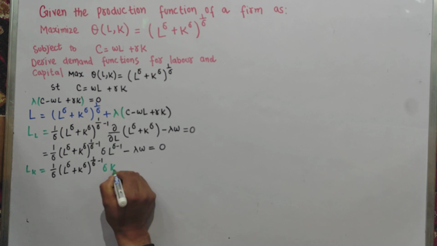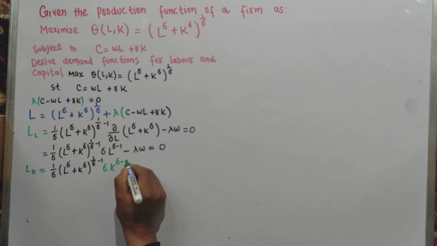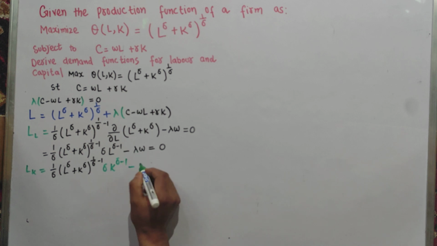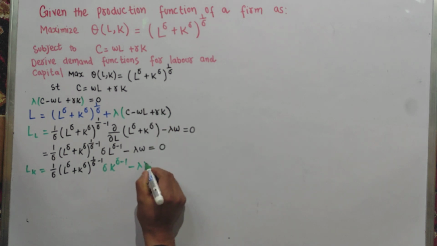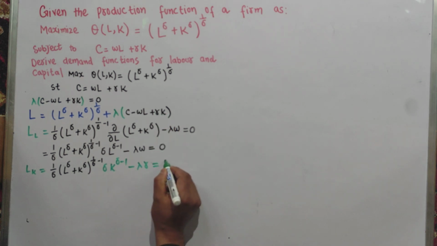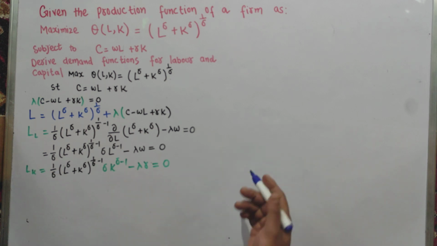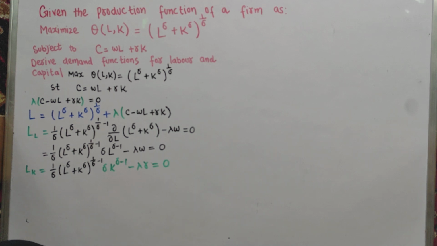Here we will get K raised power delta minus 1, minus lambda times, so in place of W we will get R here. You can solve it, no problem, and we set it equal to 0. To save the space and time, I have actually done it here. Okay, up to this it's fine.